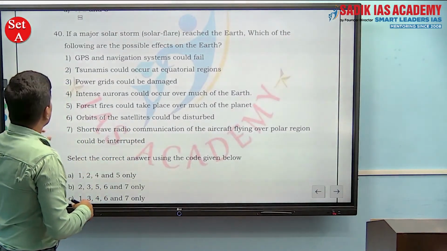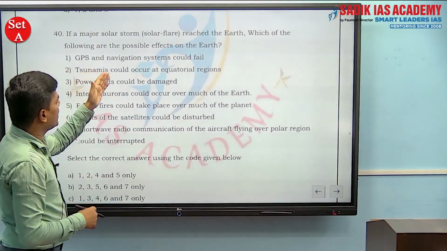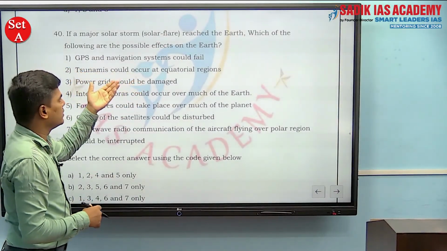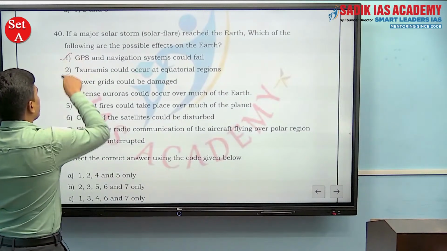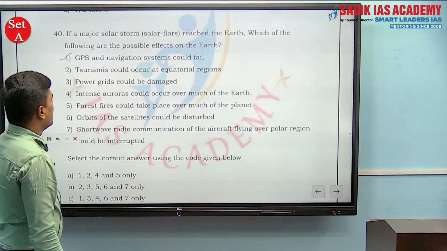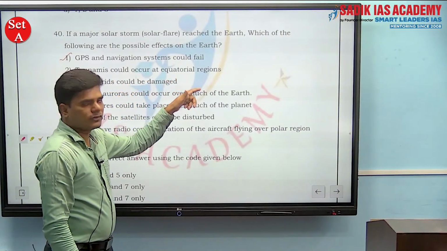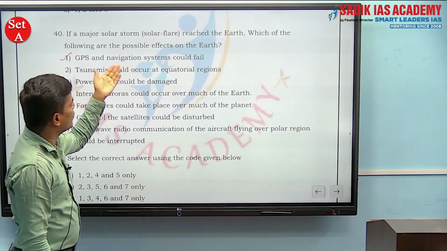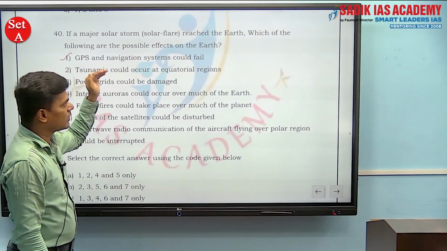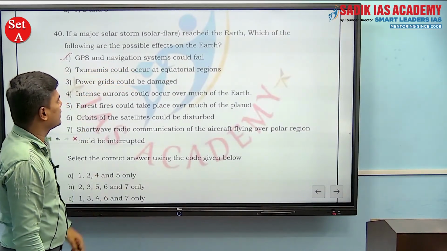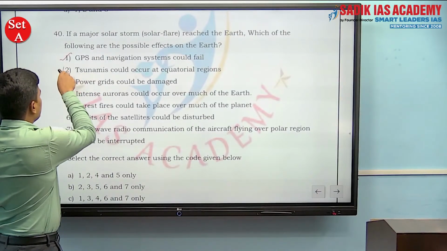GPS and navigation systems could fail. Yes, this is one of the effects. Tsunami could occur at the equatorial regions of the earth. No, when a solar storm occurs, the tsunami could occur on the sun, not on the earth. So this statement is wrong.